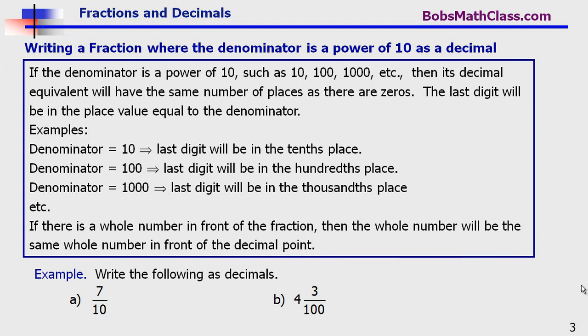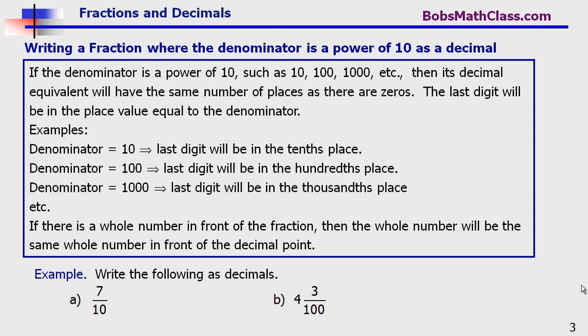Okay, now we're going to start writing fractions as decimals. Now, writing a fraction with the denominator a power of 10 as a decimal. So these are only problems with denominators like 10 or 100 or 1,000. Then its decimal equivalent will have the same number of places as there are zeros. The last digit will be in the place value equal to the denominator. So if the denominator is 10, the last digit will be in the tenths place. If the denominator is 100, the last digit will be in the hundredths place. If the denominator is 1,000, the last digit will be in the thousandths place, etc.